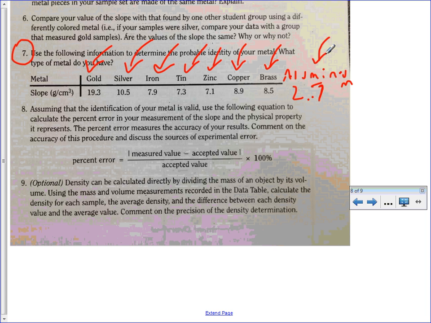Please indicate in a complete sentence which metal you think you had based on the slope or the density of your metal. Once you have identified which metal you think you have, I would like you to do a percent error calculation. The measured value is the slope that you calculated from your graph. The accepted value comes from the chart up above, and from that you should be able to figure out your percent error.